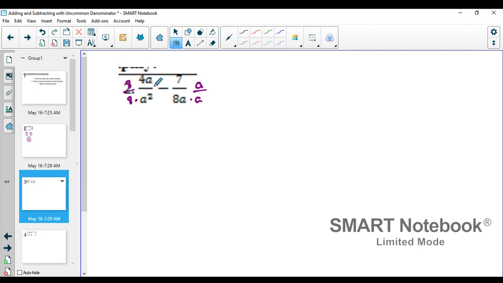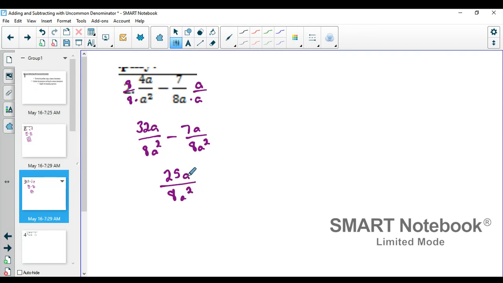So 8 times 4a, we have 32a over, and then 8 times a squared is 8a squared, and then minus, and 7 times a is 7a over 8a squared. And now we're just going to subtract them. So we have 32a minus 7a, which is 25a over 8a squared. And then we can simplify this because there's an a in both the numerator and the denominator.